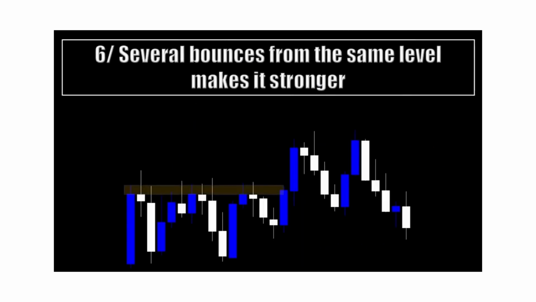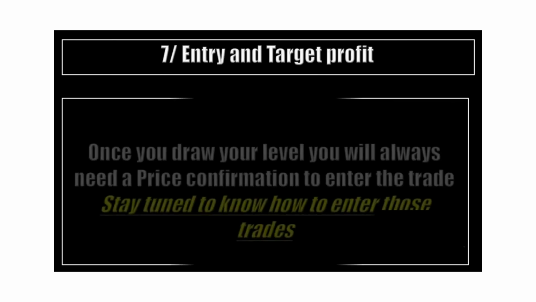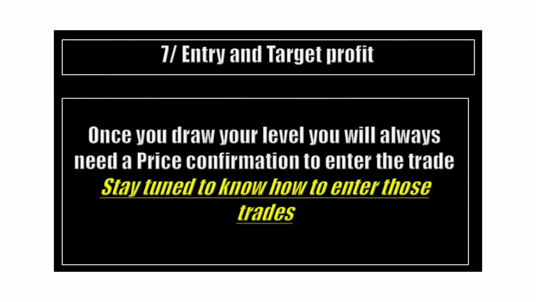Sixth, several bounces from the same level make it stronger. Seventh element, entry and target profit. Once you draw your level, you will always need a price action confirmation to enter the trade. Stay tuned to know how to enter those trades.